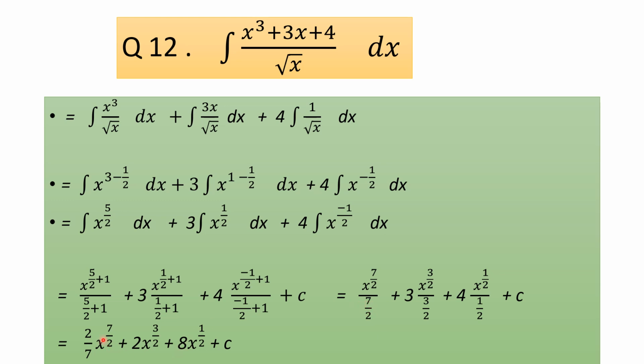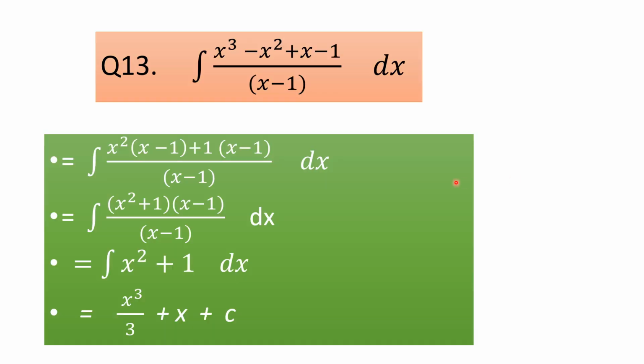The answer to the given question is 2 upon 7 x power 7 upon 2 plus 2 x power 3 upon 2. What happens here is this 3 given out here will get cancelled with this 3 here. So you are just left with 2 x power 3 upon 2 plus this 4 will get multiplied by this 2 in the denominator. Answer is 8 x power 1 upon 2 plus c. Okay. So as and when I am telling you the questions, please do them side by side. It will give you a lot of practice and better understanding.